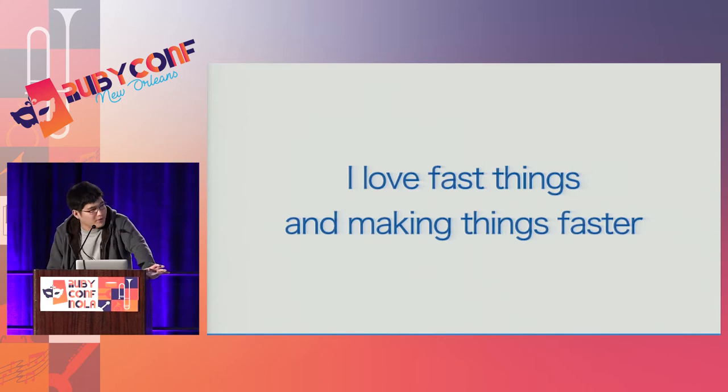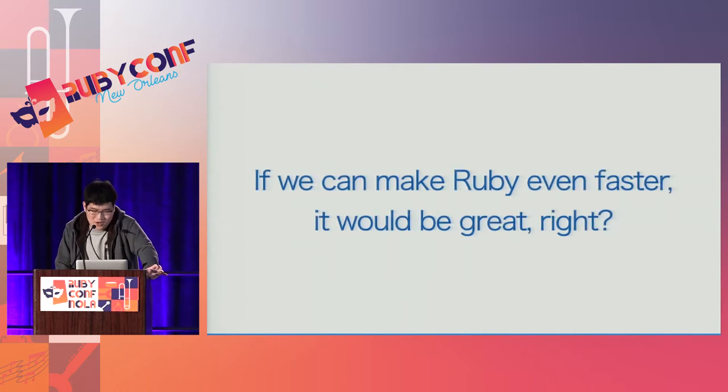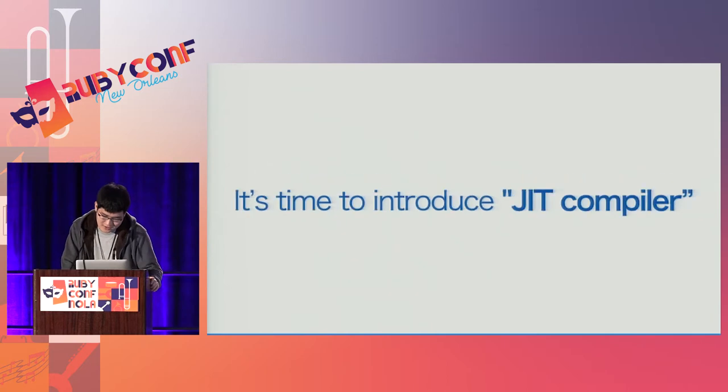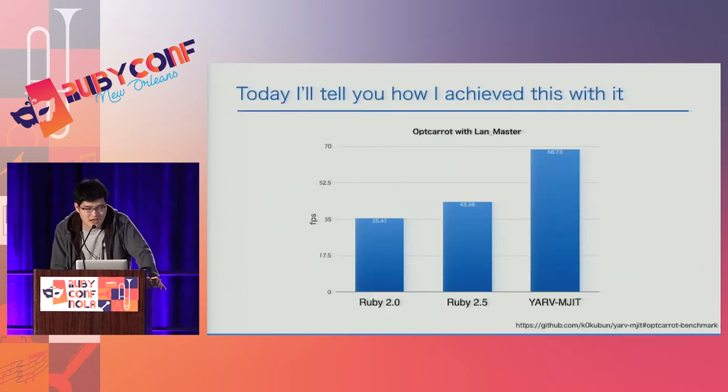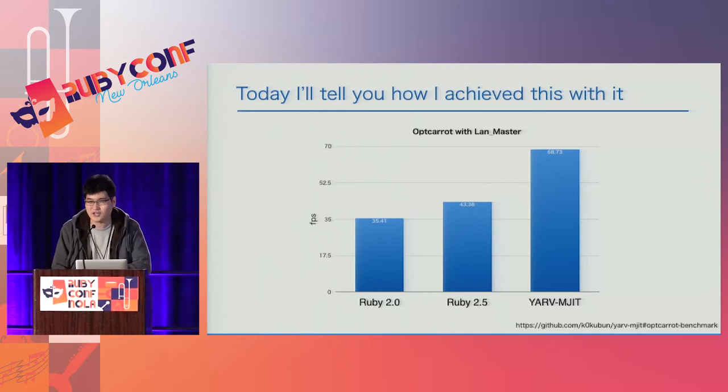So I love fast things and making things faster. And I love the Ruby language. So why not optimize Ruby? So it's time to introduce the JIT compiler. I did this. The right one is the JIT compiler I made this year. So this talk focuses on how I achieved this.